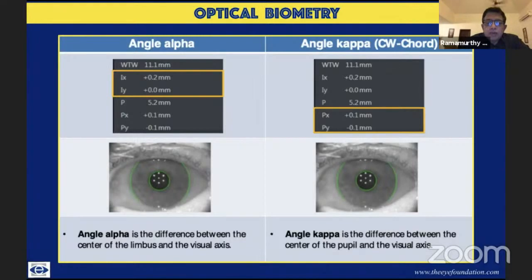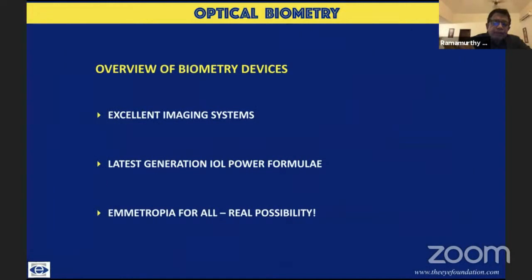Angle kappa is more useful as far as keratorefractive surgery is concerned, because here you are measuring the difference between the center of the pupil and the visual axis, while your intraocular lenses are more aligned depending on the limbus, and that's the reason the angle alpha is more important.